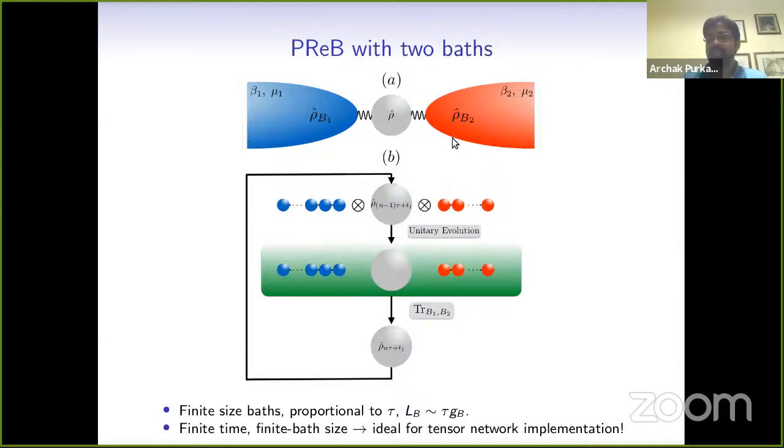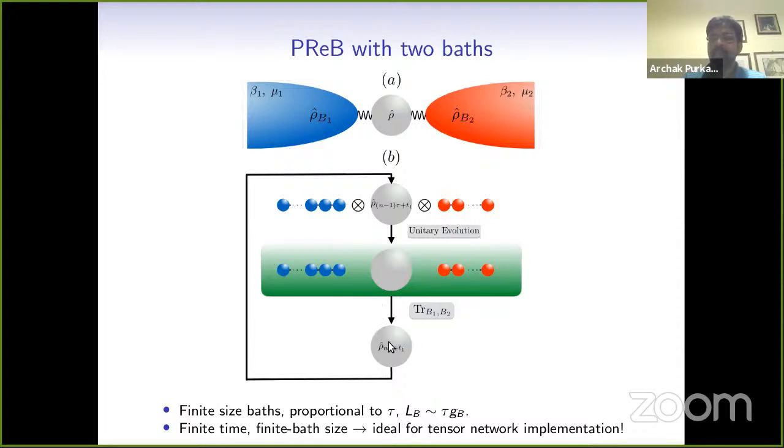So this is the kind of setup that we want to model, right? So how do we model this? First, we take this thing, we map it to a chain. Okay. We have some initial state of the system. We evolve the full thing, and then trace out the baths.